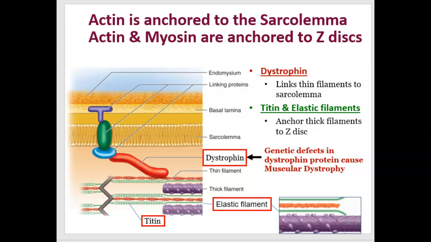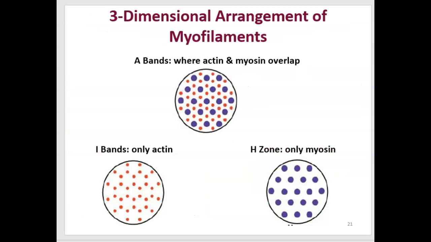Now, if we think about a sarcomere three-dimensionally, we really have to look at a whole myocyte. So this shows a cross-section through a myocyte at the dark region where the A band is. And you can see that one myosin, which is the purple, is surrounded by several actins. So one myosin can pull on many actin filaments at the same time.